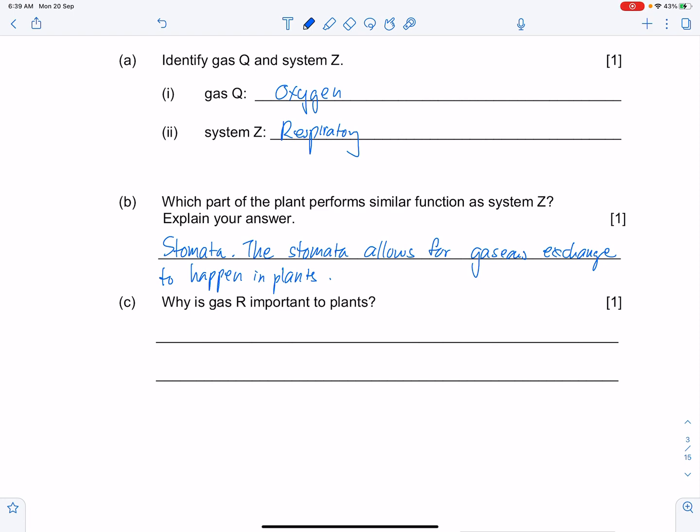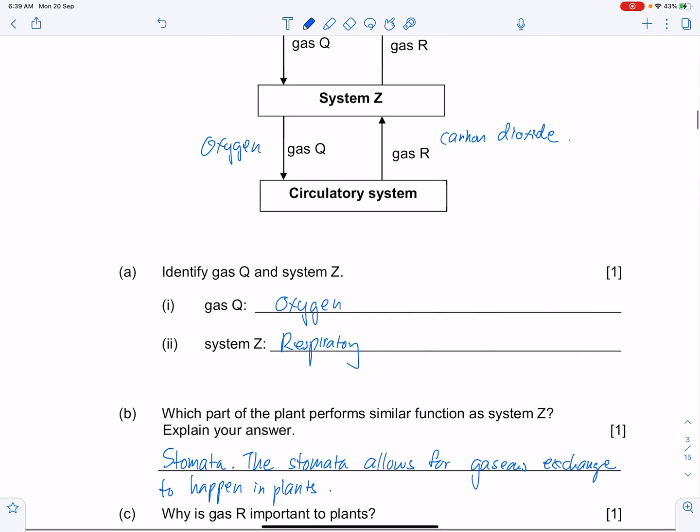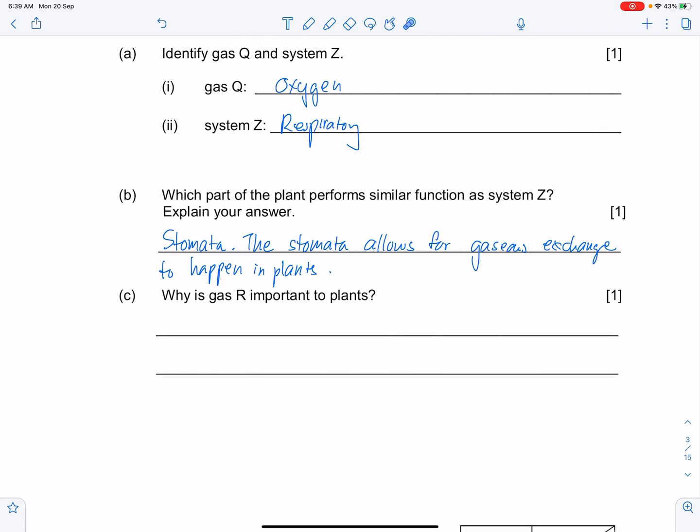Okay, why is gas R important to plants? So as identified, gas R is actually carbon dioxide. So if you recall, I always tell you to write down the word equation for photosynthesis at the beginning. So you would know that, okay, for photosynthesis, carbon dioxide is important. So plants take in gas R. You can bracket it and then write down carbon dioxide.